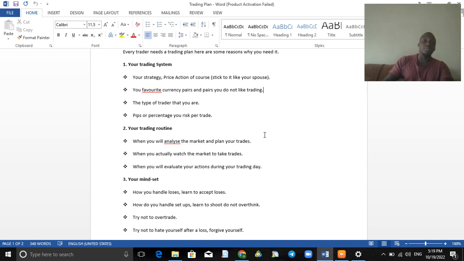So now, let me head to my second point. Third point, the type of trader that you are. You must know in your trading system which type of trader you are. Are you a swing trader, scalping trader, day trader, intraday trader, or a position trader? I myself am a day trader. If I focus on GBP/USD, I know that pairs of GBP, which is the pound pairs, have a lot of volatility in the London session.